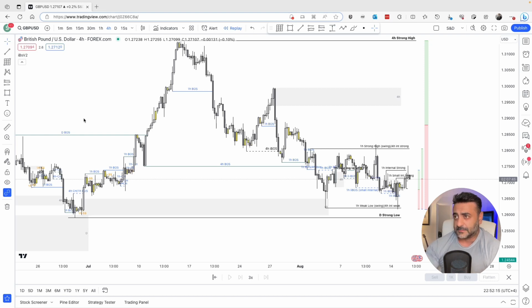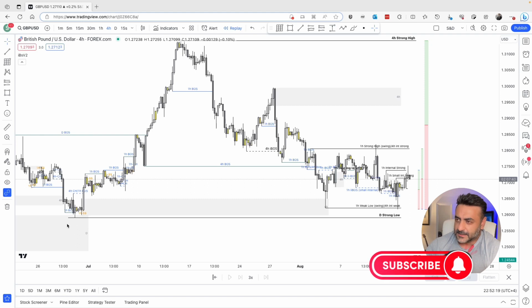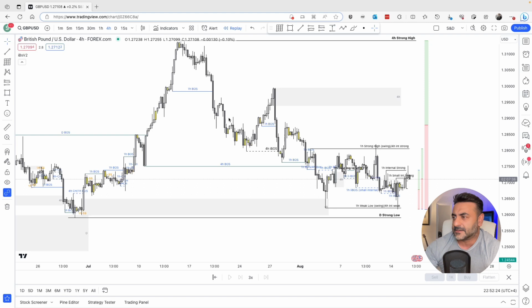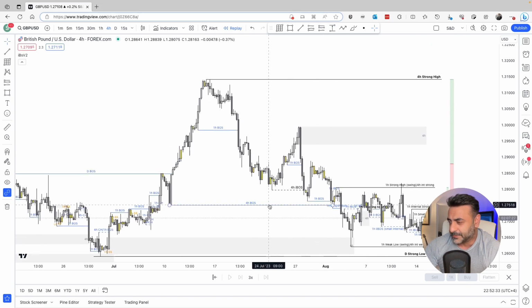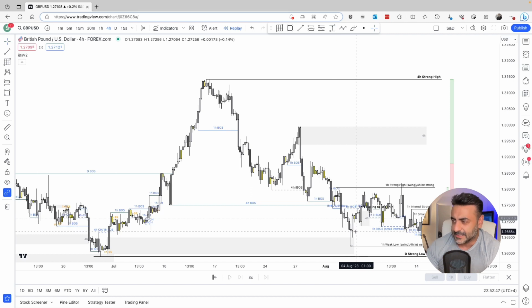If I zoom out completely on the 4H, what do we see? We had the daily breaker structure, a massive impulse, and then we have been correctively pulling back all the way down, creating lower lows on the internal structure. And in creating those lower lows, the 4H had to go bearish as well because we had the 4H breaker structure over here, making this the strong high. And obviously for the 4H time frame to pull all the way back for the daily impulse, we had to see that 4H breaker structure to the downside.